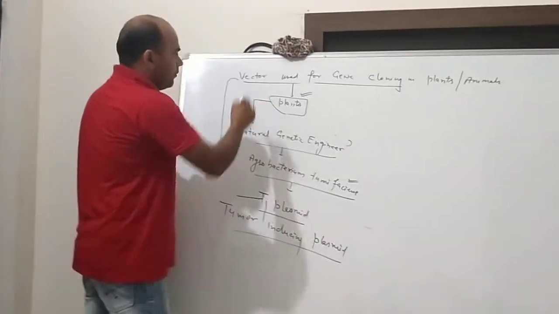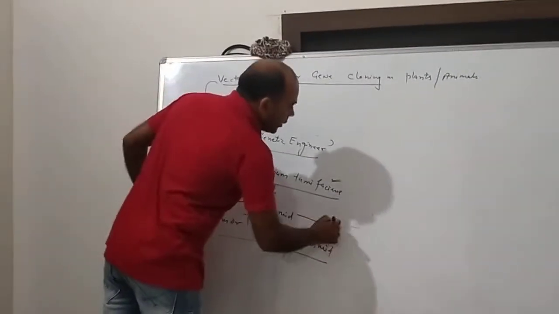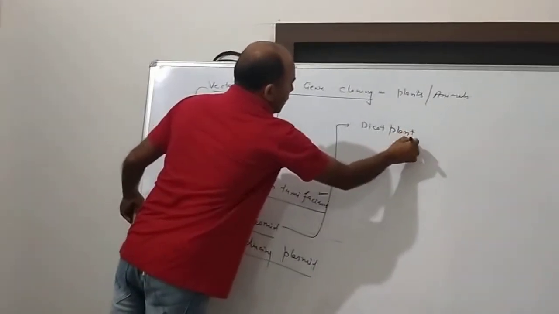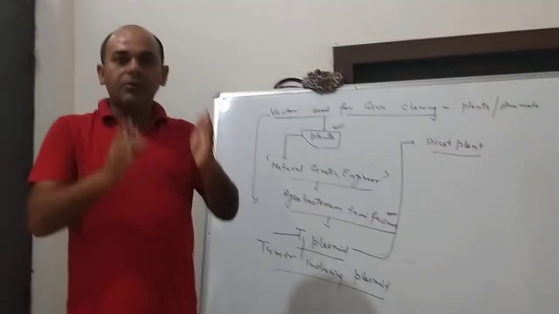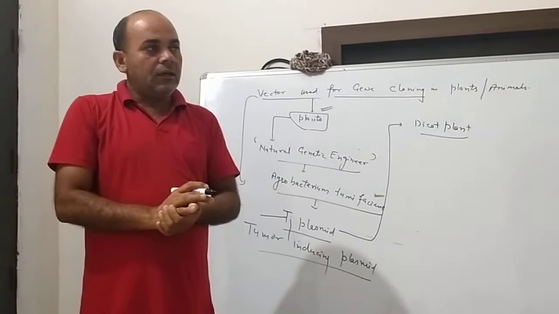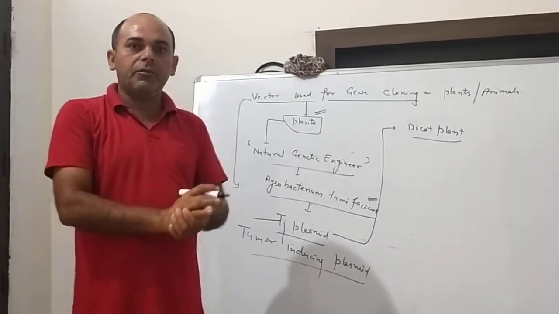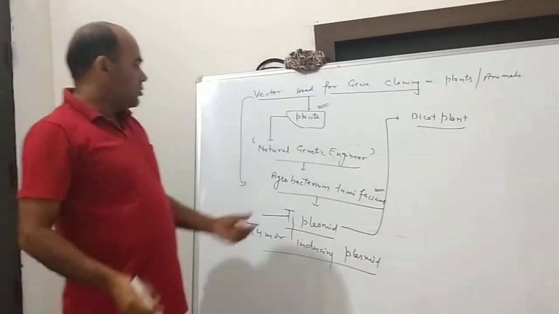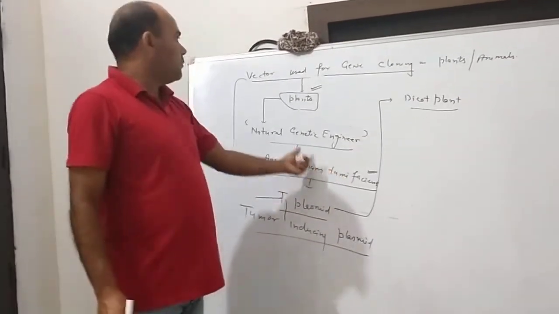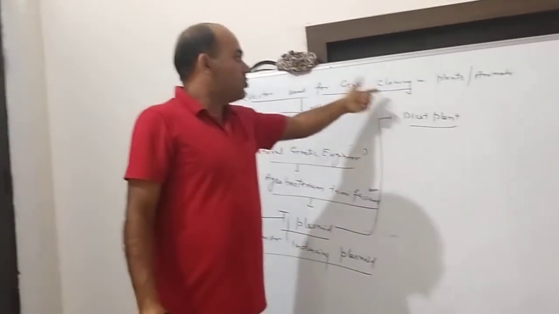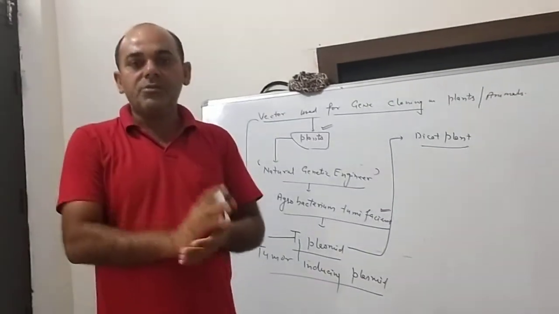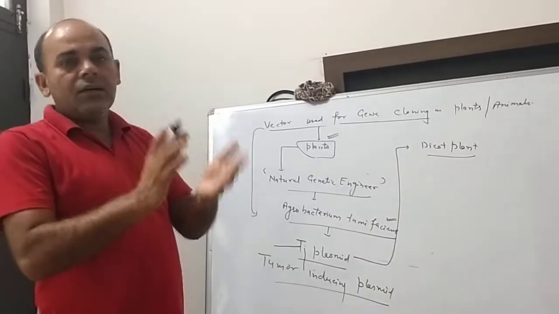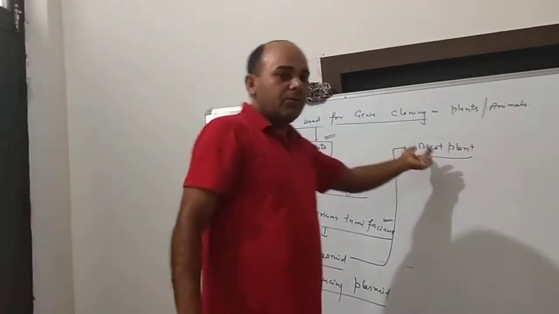It behaves like a vector in a plant, generally in a diploid plant, to deliver a particular piece of DNA, a desired gene of interest, into the diploid plant. So this is the role, the significance, of this vector, Agrobacterium tumefaciens, which can behave as a vector for gene cloning to obtain multiple copies of that desired piece of DNA, the desired gene of interest.